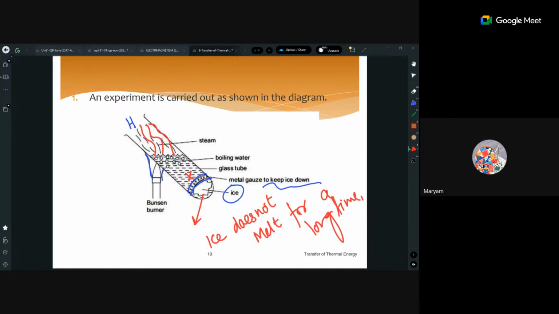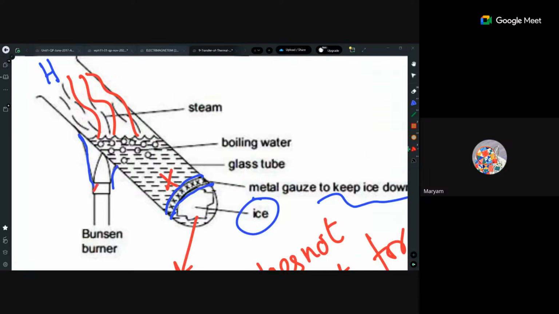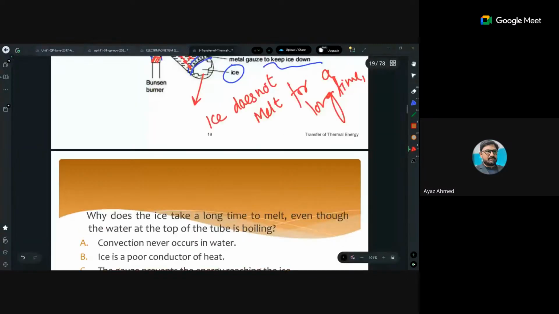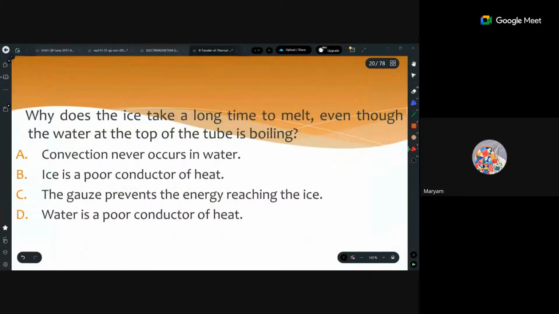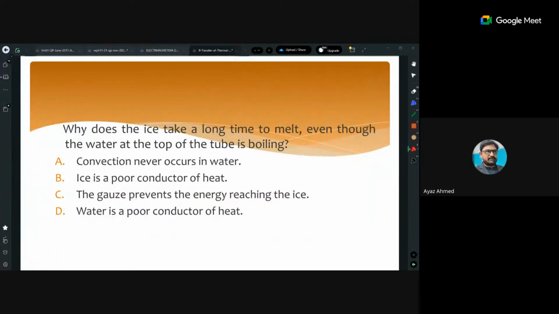Why doesn't it melt again? Because water does not conduct the heat. Look, water is heated from here till this point, so heat should be transferred through conduction in the water. But water is a poor conductor, so it will not provide heat to the ice. Water is a good convector, so all the heat is transferred up. Got it? So why does the ice stay for a long time? I told you, because water is a poor conductor of heat. That's why option D would be correct.